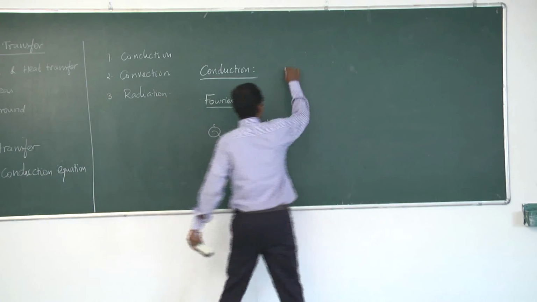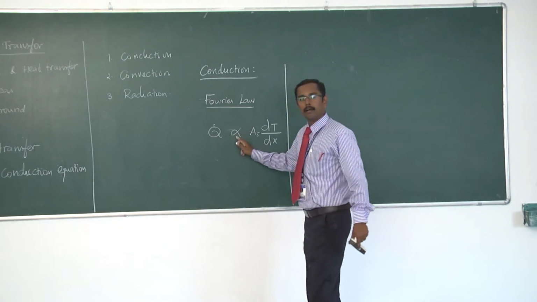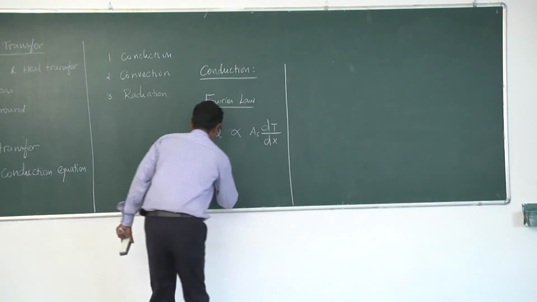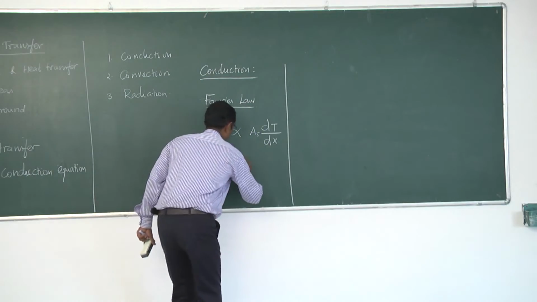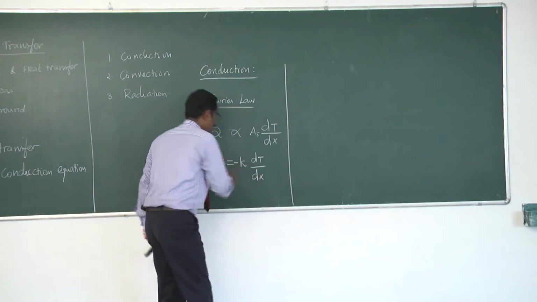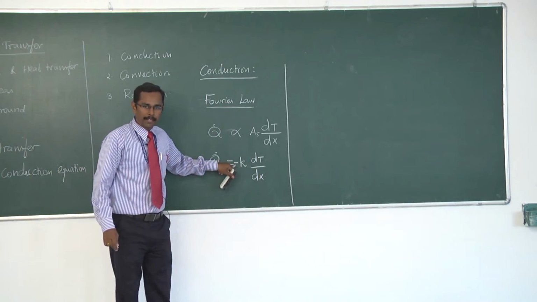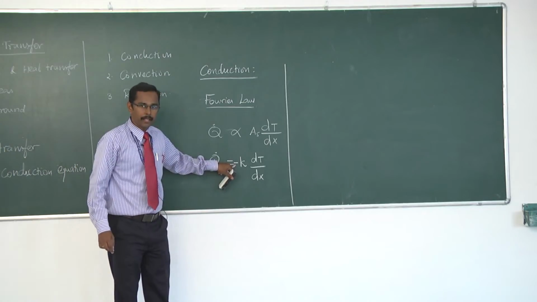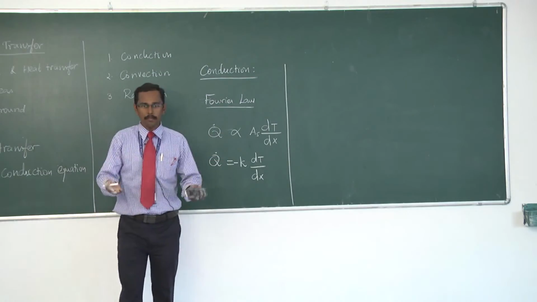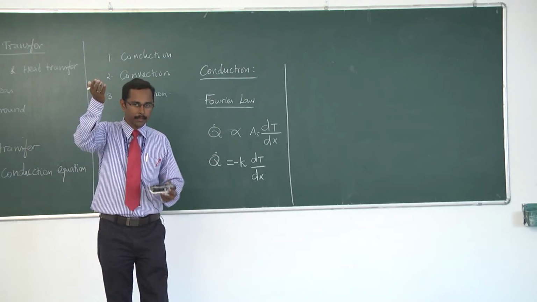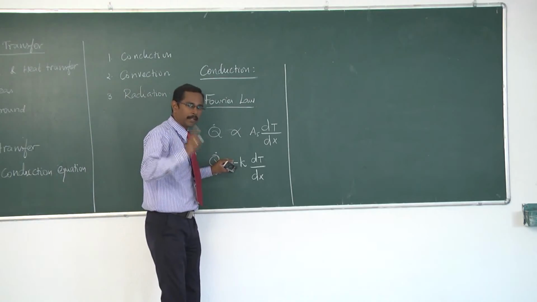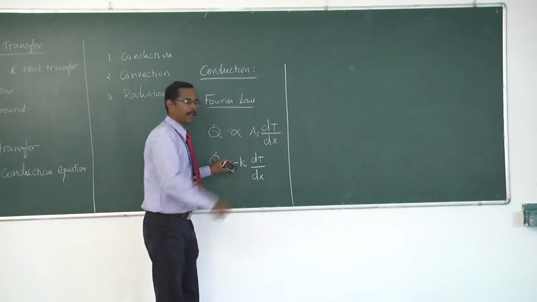Now, I will remove the proportionality by introducing a constant of proportionality. Q will be equal to minus K A dT divided by dx. Here I have to put a negative sign, which indicates heat flow in the positive x direction. Heat always flows from the higher temperature side to the lower temperature side, so the negative sign indicates that heat flow will be in the positive x direction.